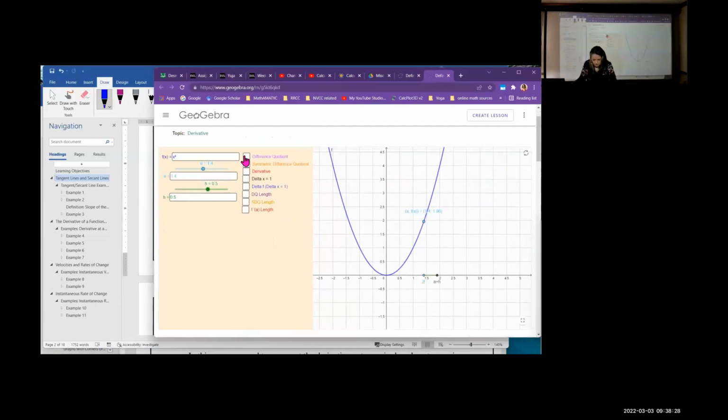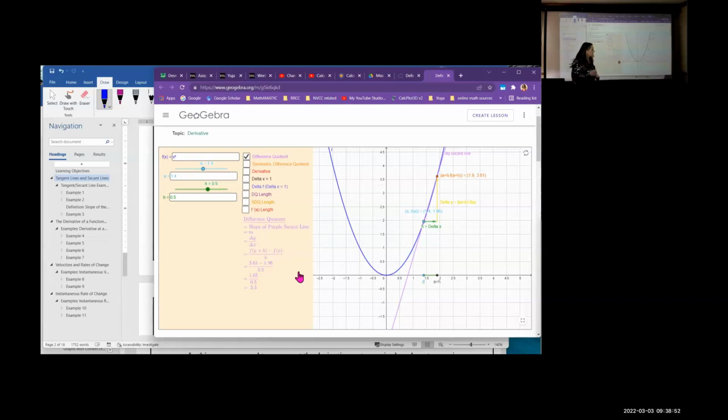All right, so this one gives you the ability to do what's called the difference quotient, which is what we're looking at today. We're going to be studying the difference quotient. And we're not going to look at the symmetric difference quotient, so don't click on that one. We will be looking at the derivative eventually. We'll look at delta x and all the different ones, and then we're going to be looking at f prime later on.